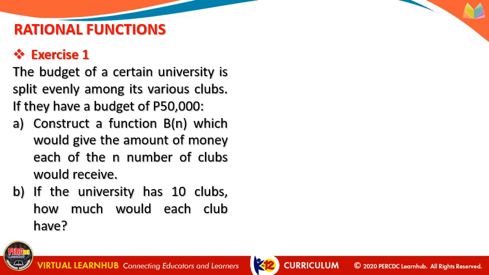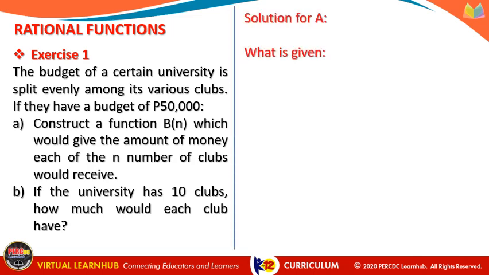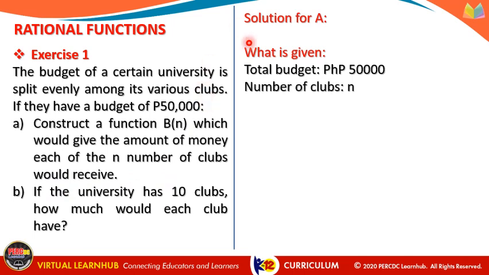I-solve muna natin yung unang problem. What is the given? Alam natin na ang total budget, ayon sa binigay sa given natin, the total budget is 50,000. Also, sinabi din sa problem natin na yung dami ng clubs sa university will be represented by n. So, binanggit sa problem na yung n will represent the number of clubs. So, yun po yung mga given sa atin.